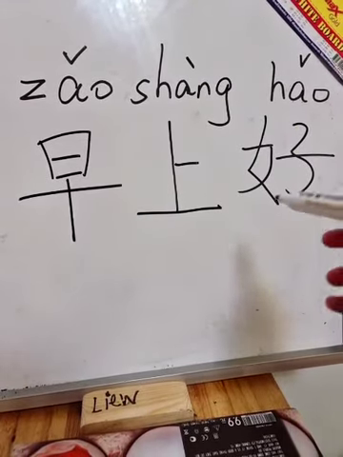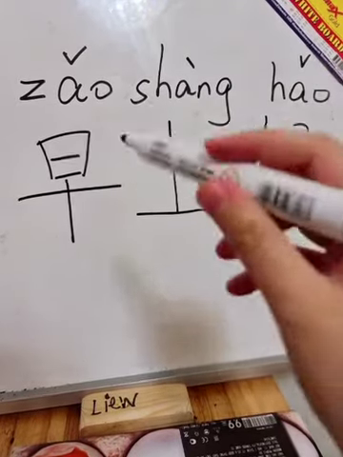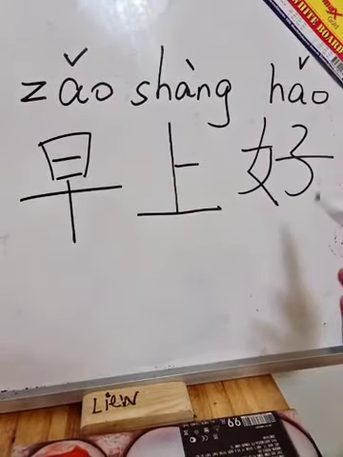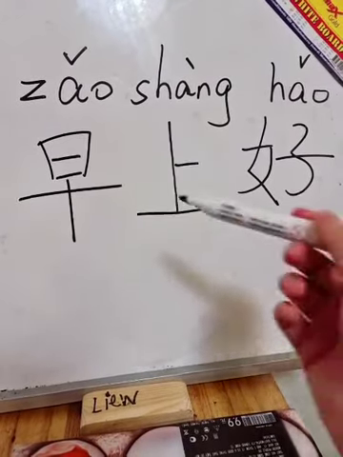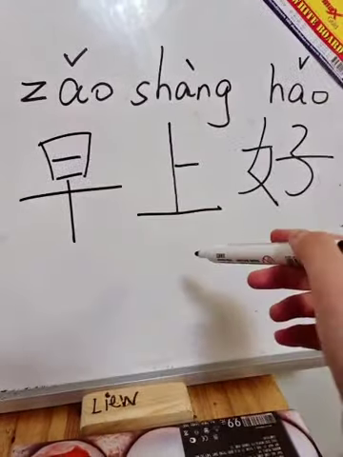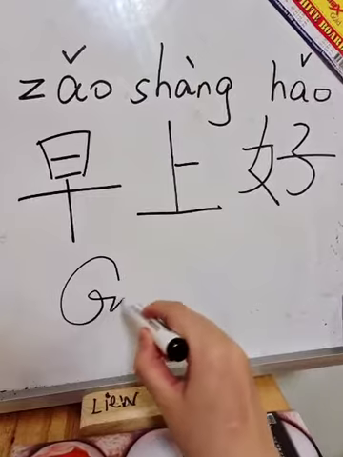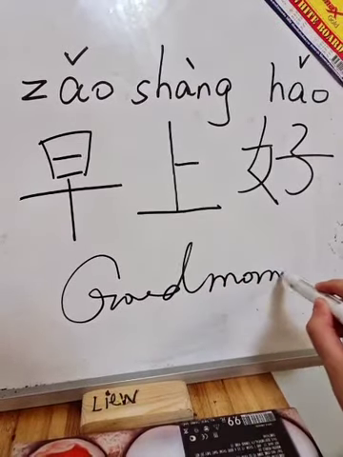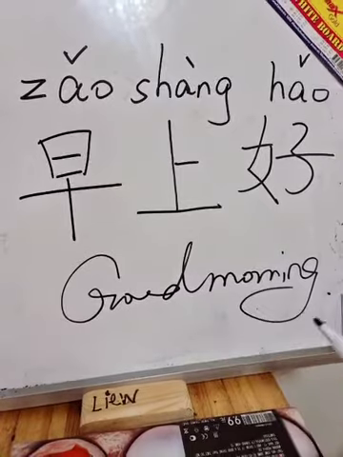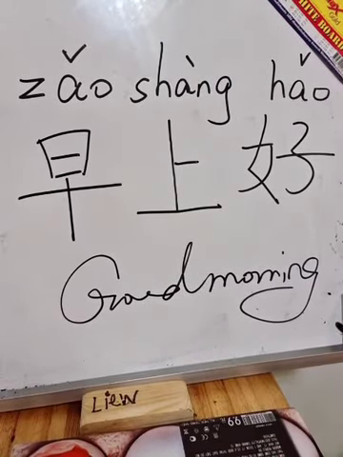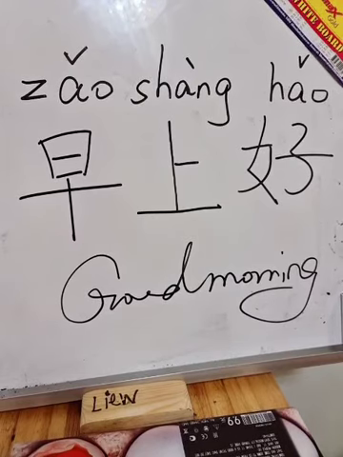It means good. So you can guess when we say good morning, it's 早上好. 好 is good. Can you guess what's the meaning of 早上? Yes, it means morning. So 早上好, it means good morning. Okay, 早上好, good morning. Okay, so read once with me. 早上好，早上好，早上好。Okay?